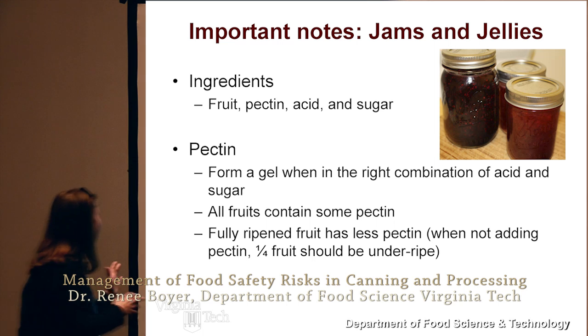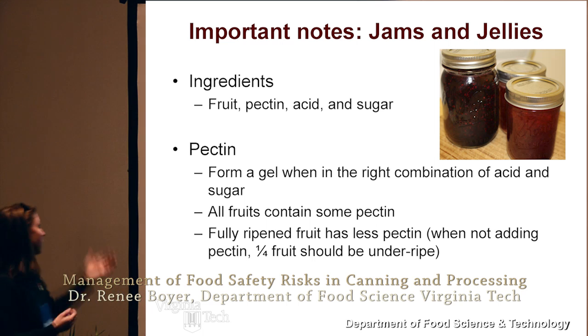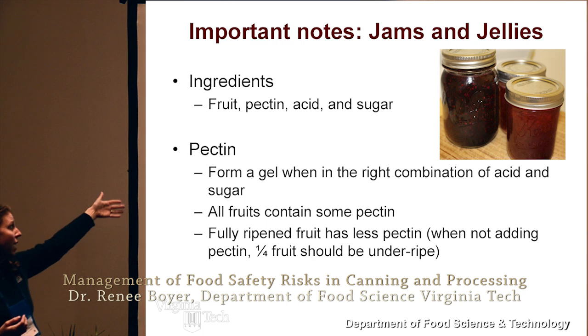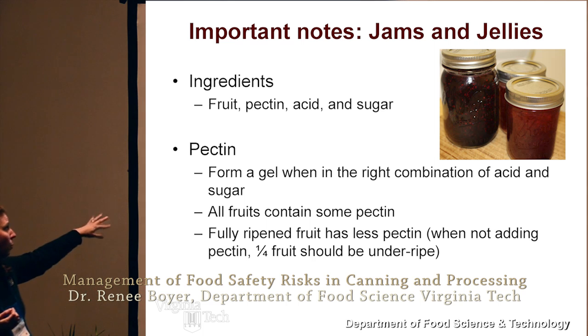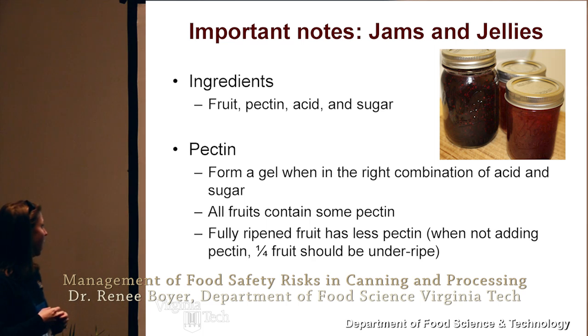Jams and jellies. Basically, the ingredients are fruit, pectin, an acid, and a sugar. It's pretty simple. The pectin is there to help form a gel. Some fruits don't require you to add pectin because they have enough pectin in them already that they can actually create that gel when you add the sugar and the acid.